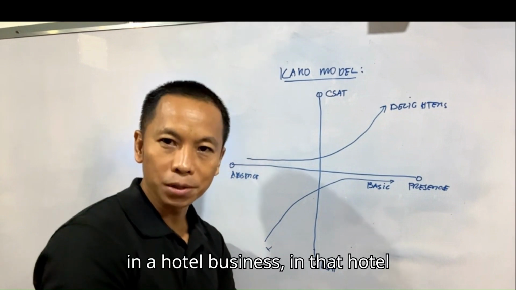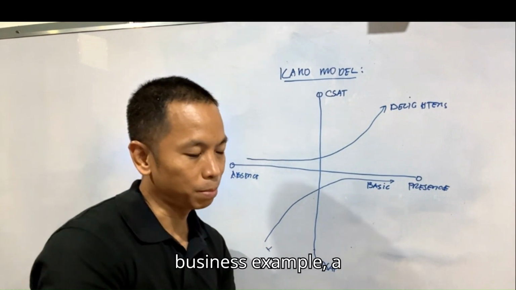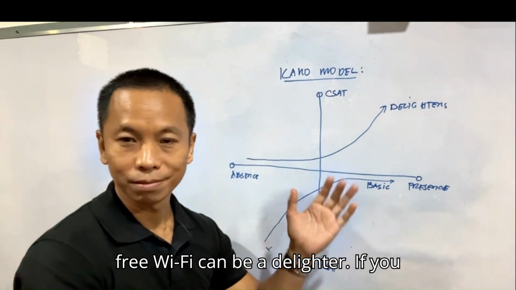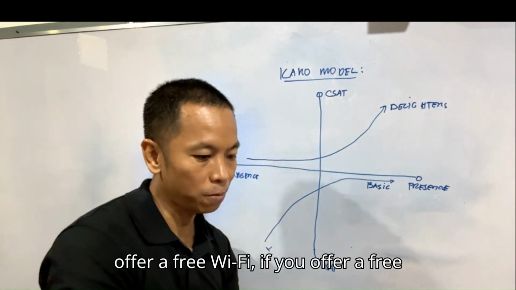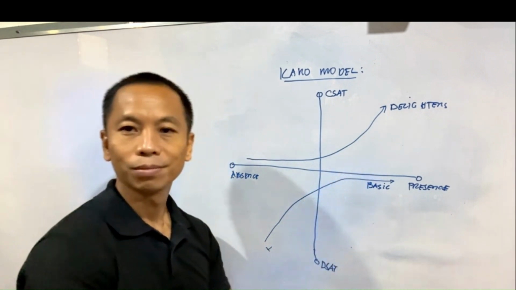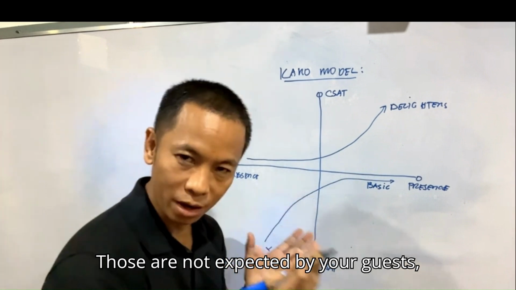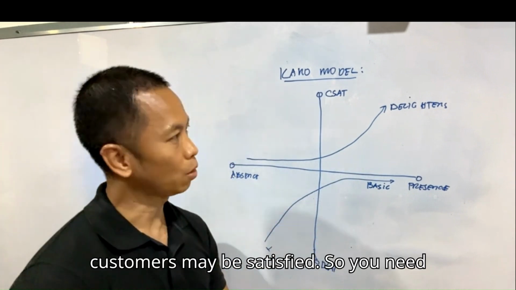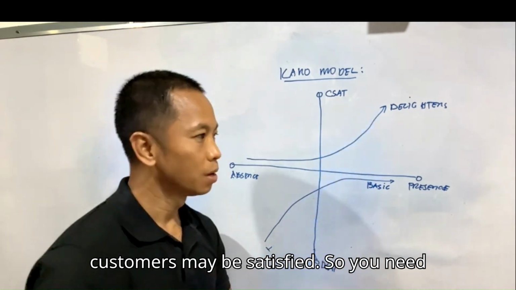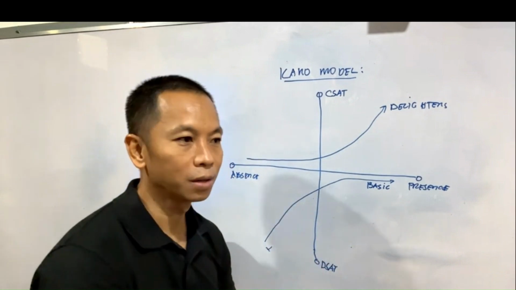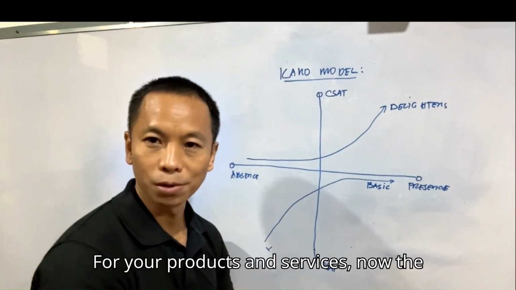Example, in the hotel business, free Wi-Fi can be a delighter. If you offer free Wi-Fi, or free welcome drinks, it can be a delighter. Those are not expected by your guests, but if you offer them, then customers may be satisfied. So you need to identify this set of functionalities for your products and services.